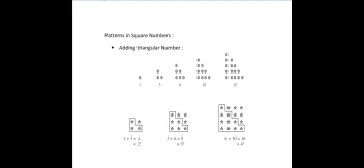The first one is adding triangular numbers. See the picture, numbers whose dot pattern can be arranged as triangles. If we combine two consecutive triangular numbers, we get a square number.